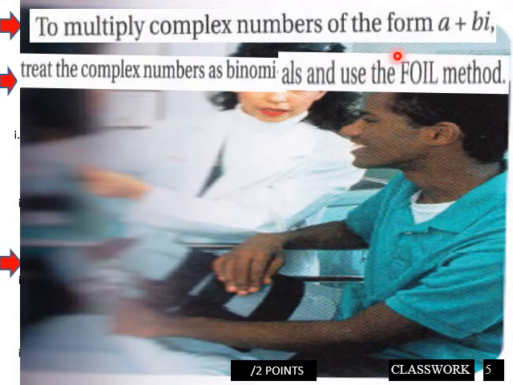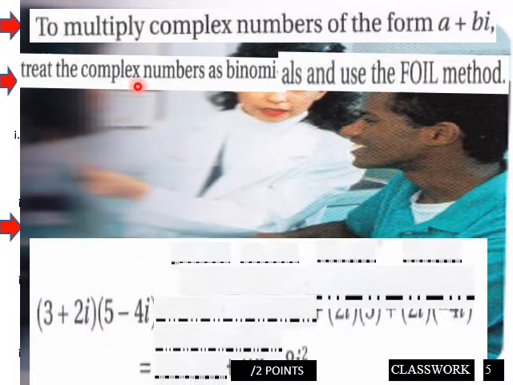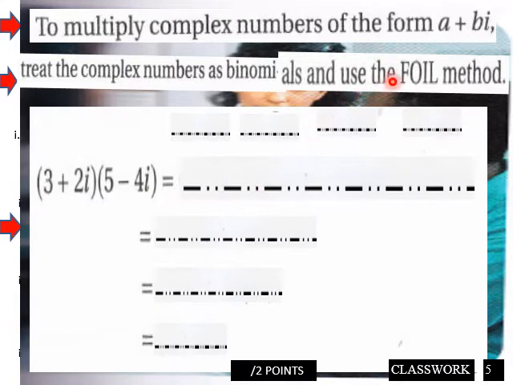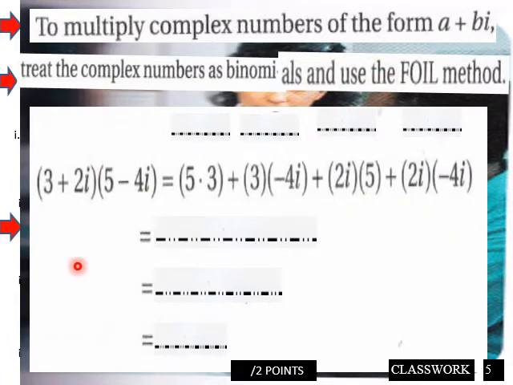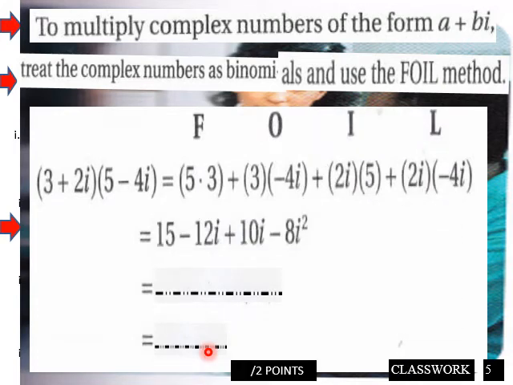To multiply complex numbers of the form a plus bi, treat the complex numbers as binomials, and then use the FOIL method. So we have this statement here, and that's going to be FOILed: first, outer, inner, last. Once we have this factored out, then we can multiply out and put them in this fashion here.